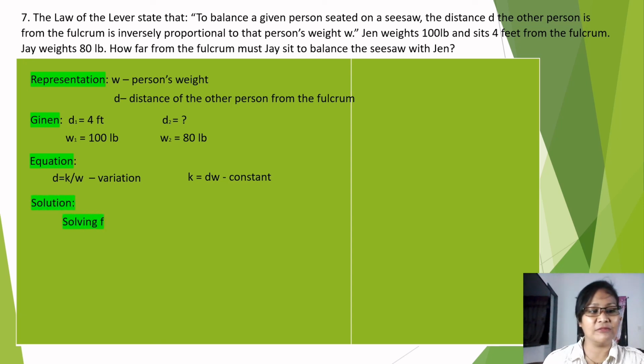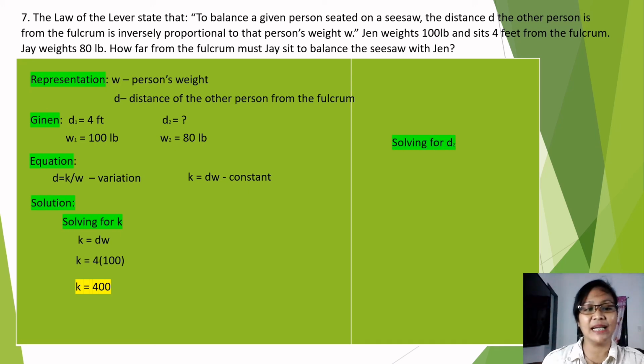Solution, finding for K is equal to dW. Then substitute the given. K is equal to, for D, we have 4 feet times W, 100 pounds. So K is equal to 4 times 100, and 4 times 100 is equal to 400. Next, finding for D sub 2. We have the equation D sub 2 is equal to K all over W sub 2. We're going to use this given.